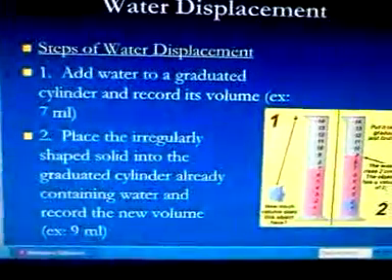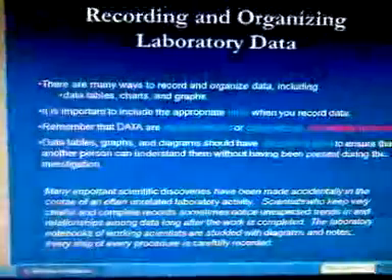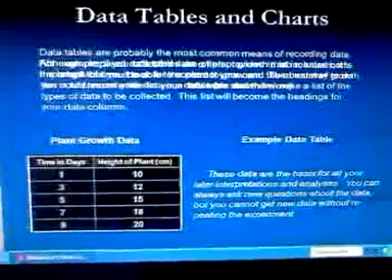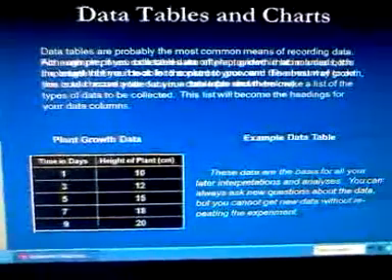But anyway, that's volume by water displacement. We're not going to spend a lot of time on that. Actually, we're just going to skip it. We're going to go all the way to data tables and charts. This is where the important stuff is.